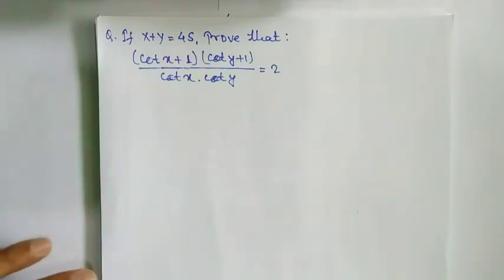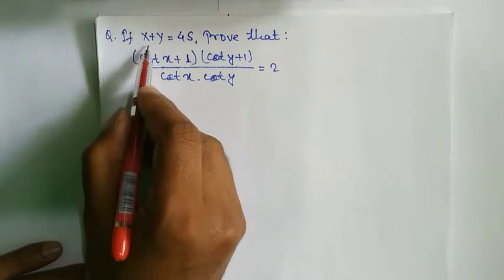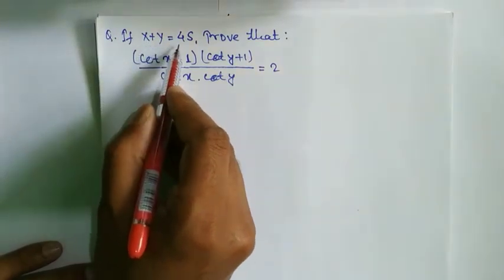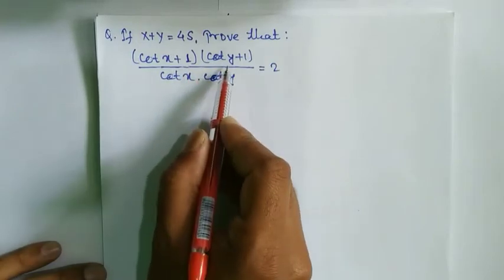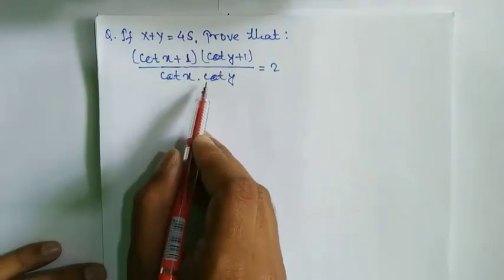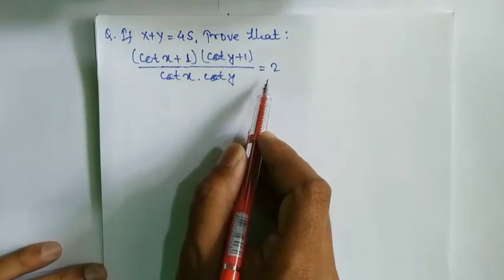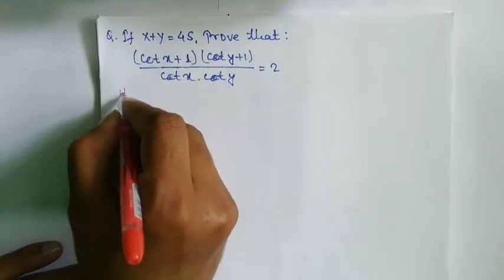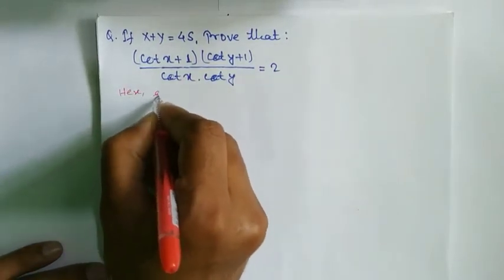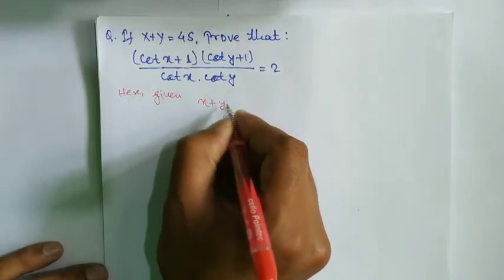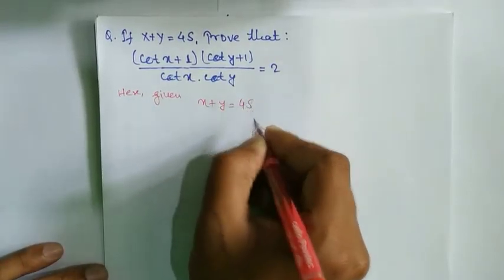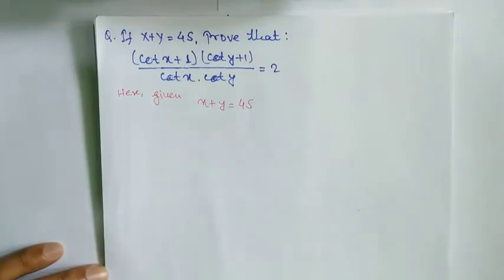Let's start. Here x plus y is equal to 45. We have to prove that (cot x plus 1)(cot y plus 1) by cot x cot y is equal to 2. We have to prove this. Here given. What is given here? x plus y is equal to 45, which is given.